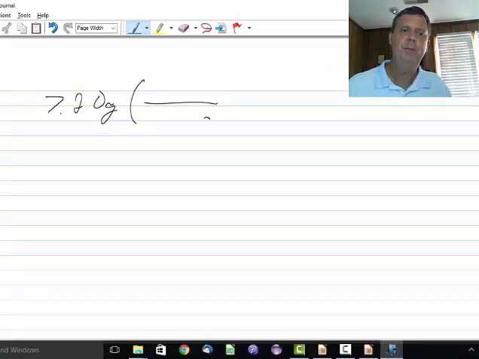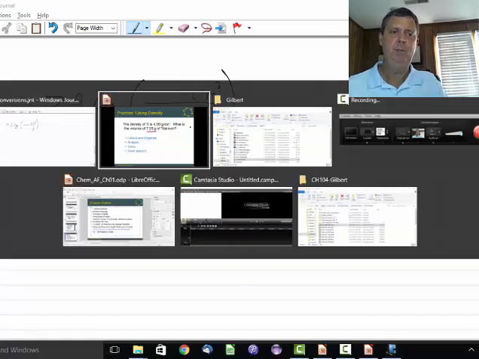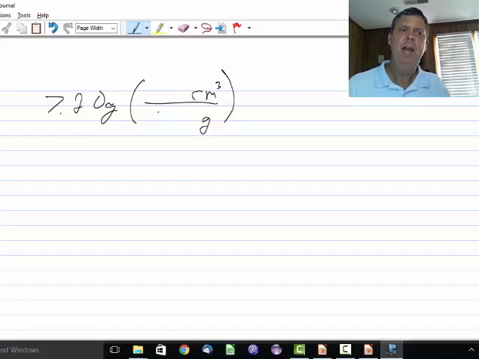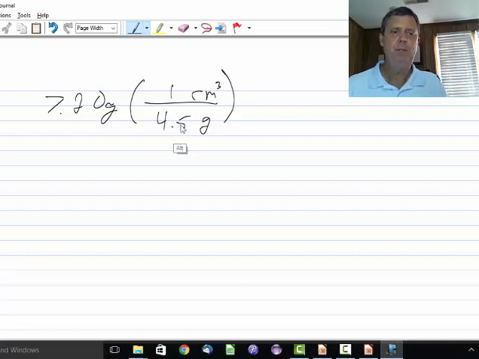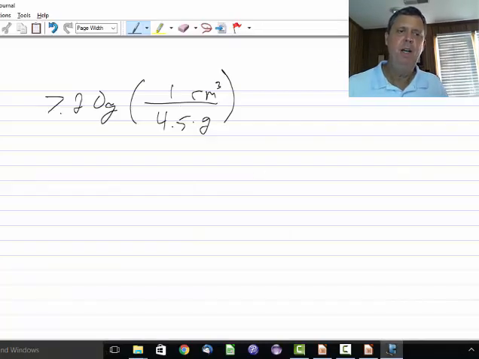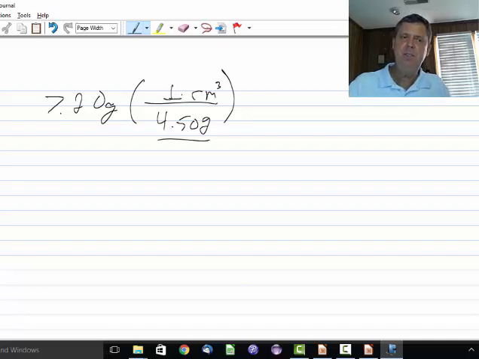So 7.2 grams, we know grams on the bottom, cubic centimeters on the top, and I got to double check that number, I forgot, 4.5 grams per cubic centimeter. Now in this case, I'll make sure I got the right sig figs there. 4.50, this is 3 sig figs. This is written as 1, but this is really considered the precise value of that relationship. So it's still going to be 3 sig figs for our answer.